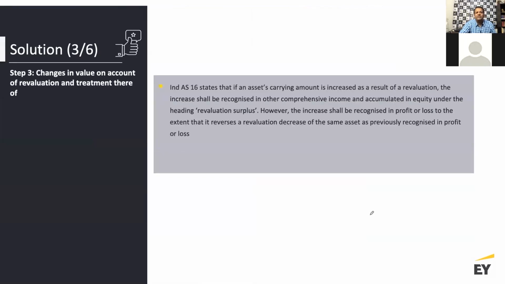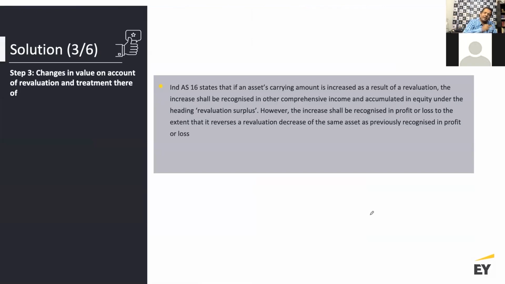Now, if there's a change in value on account of revaluation, what is the treatment of that? That's step 3 we are looking at here. As I said, if there's a change in value and you're following a revaluation model, the increase in value will go to other comprehensive income, not to the profit and loss account.